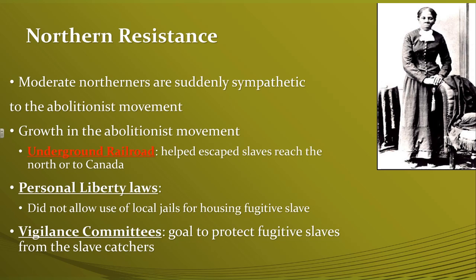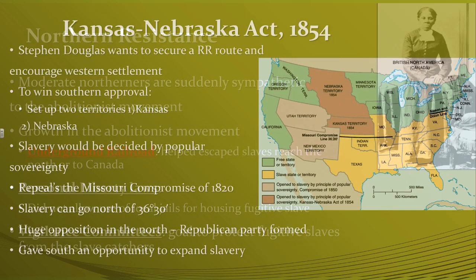Speaking of the Northern resistance, the abolitionists, don't forget the Underground Railroad. There you go, right there on the right. That's Harriet Tubman. She leads a lot of slaves to liberty, not only to the North, but also Canada. You're going to see a lot of committees set up, like the vigilance committees, to protect fugitive slaves from slave catchers. But obviously, if you're caught harboring a fugitive slave, that can mean possible jail time or a significant fine for you. So that's not good either.